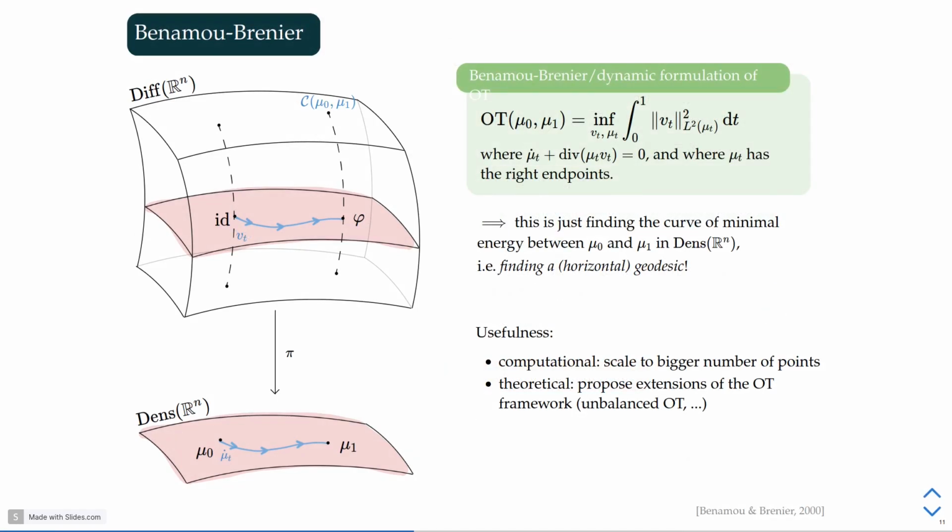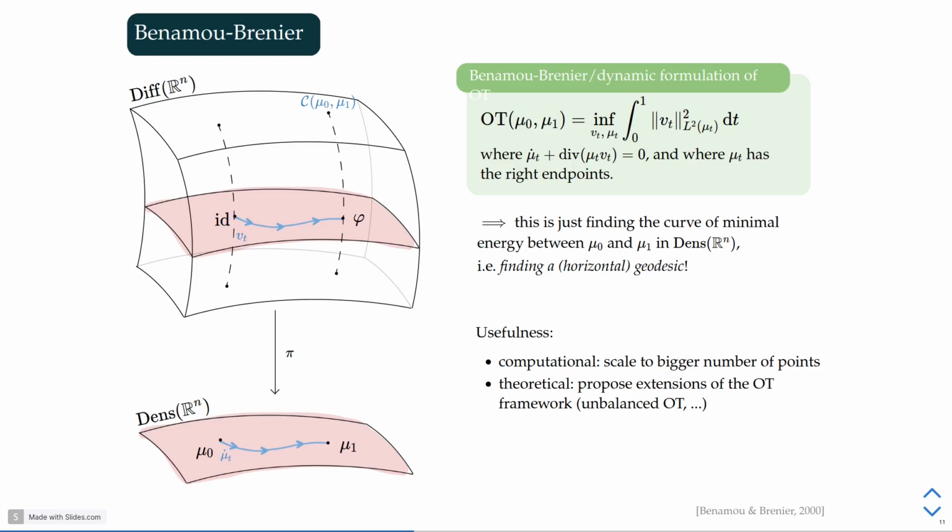Okay, once we have this, we can also talk about the Benamou-Brenier formulation of optimal transport, which is also known as the dynamic formulation of optimal transport. It's a very strong result that says that the optimal transport distance, which is static by definition, a minimization over all the transport plans, is actually equal to this. It's a minimization over all the vector fields Vt and curves mu t on the densities of the energy of the vector field Vt.